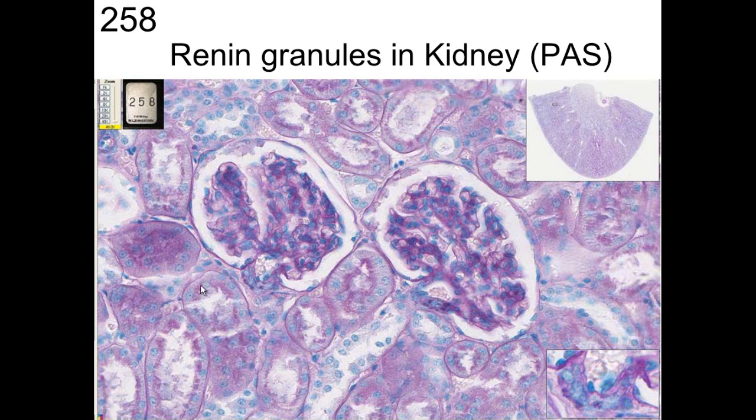Now, located in the afferent mostly, and also a little bit in the efferent arteriole going out through there, are these renin granules, and you can see these granules here. They are PAS positive. So the PAS is allowing us to see the basal lamina of these.